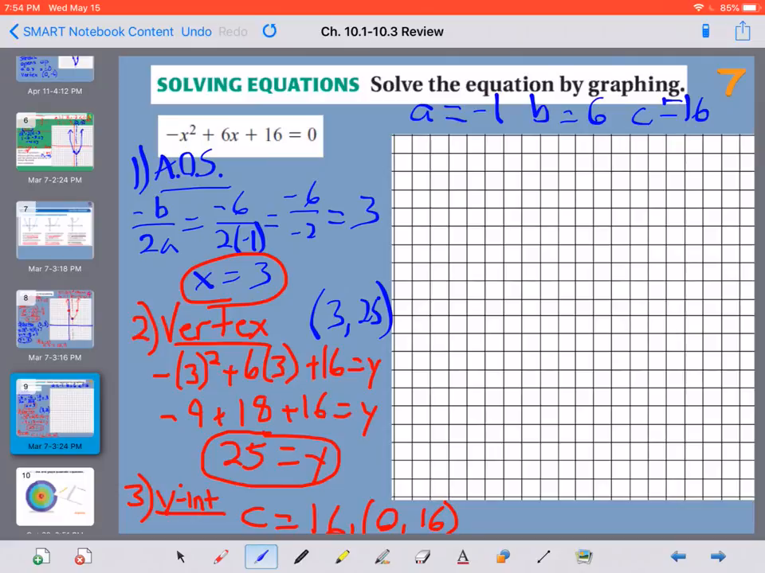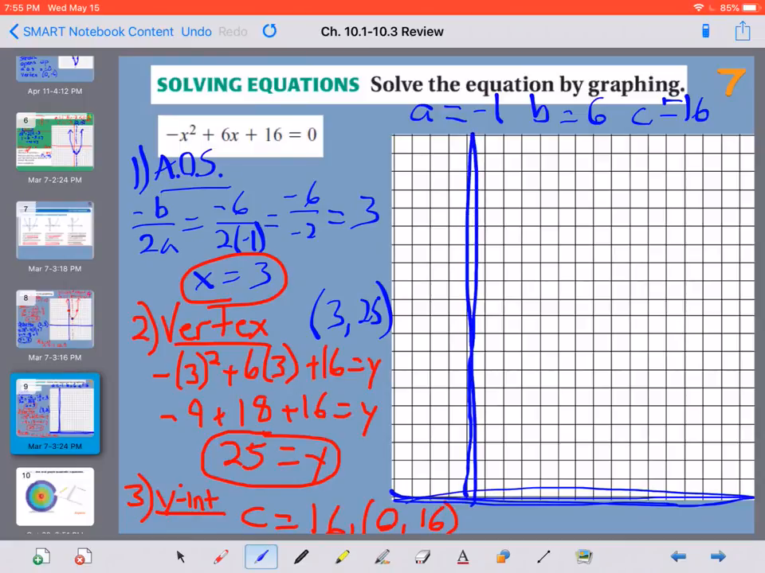This graph only goes up to 20. So what I'm going to do is I'm not going to graph my vertex, I'm going to graph all the other points that I have. I'm going to put my x-axis all the way at the bottom, just so I have enough room for sure. Then I'm going to make sure my y-axis is far enough to the side where I can include other things. I'm going to put that there.